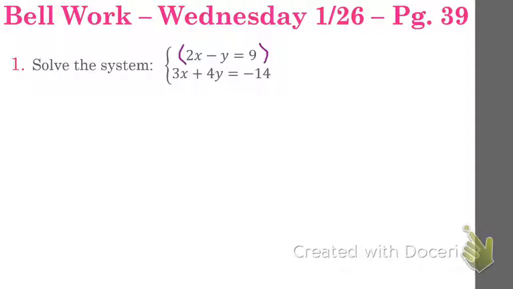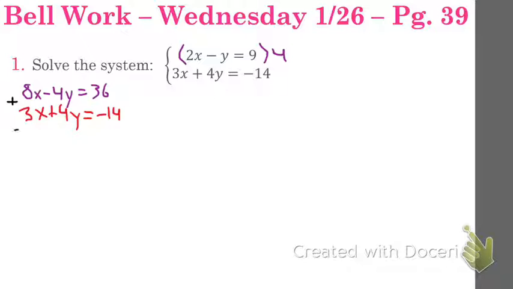So to get our y's to be opposite, we multiply this one by 4. That'll give us 8x minus 4y equals 36. And then our bottom equation stays the same. 3x plus 4y equals negative 14. Okay?